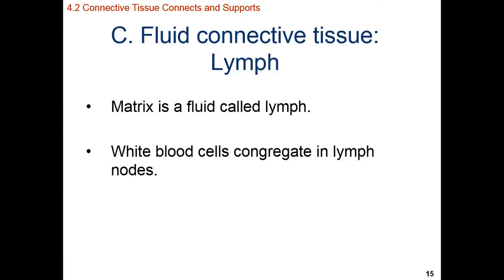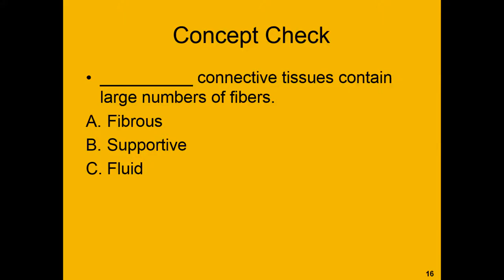The next fluid connective tissue type is lymphatic fluid. Lymphatic fluid's extracellular matrix is called lymph, and there are lots of white blood cells within the lymph nodes of our lymphatic tissue. Most people consider lymphatic fluid kind of an afterthought. Most of the focus on liquid tissues is going to be on blood, but it is still worth emphasizing that lymphatic fluid is a tissue as well.